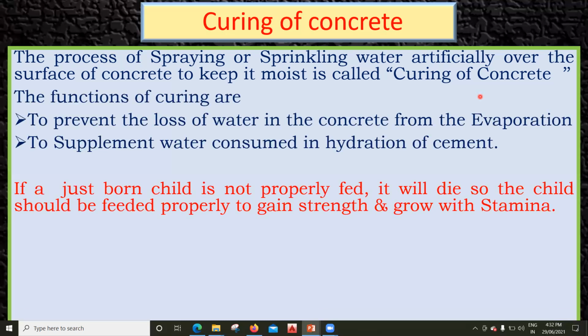The functions of curing are to prevent the loss of water in the concrete from evaporation, and also to supplement water consumed in the hydration of the cement. So whatever I've explained, it's the same thing here.